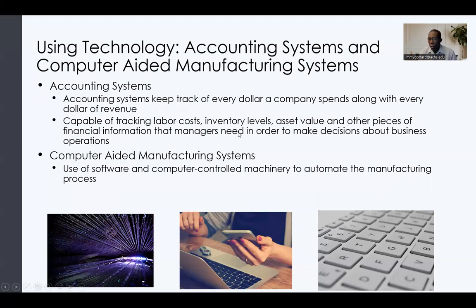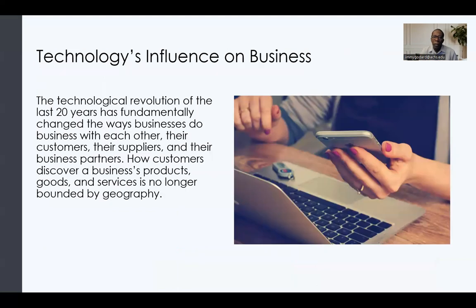Accounting systems, we have systems that track every dollar a company spends along with every dollar of revenue. You have QuickBooks, you have Zoho. There are so many other ones that do such things for us. And we have our own banking system that has an accounting system to keep track and allow you to develop a budget. So all those technologies pretty much are in use in our day-to-day life. We have also computer-aided manufacturing systems, which are software technologies and computer-controlled machines to automate the manufacturing process.